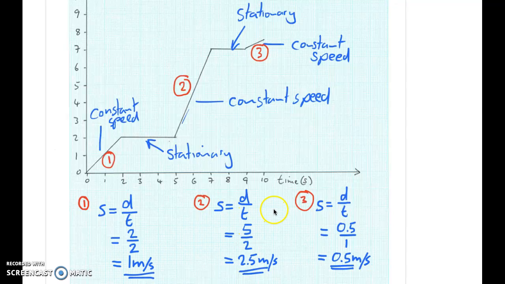The last thing, you may be asked to find the average speed for the whole journey. We've got speed which is changing, so there's parts where we have constant speed and other parts where we're stationary, but what about the whole journey? Can we work out an average speed? Well, yes, and the average speed is the total distance travelled divided by the total time taken. Now, from this graph, you can see that the total distance that we travel is 7.5 meters, and it does that in a time of 10 seconds.